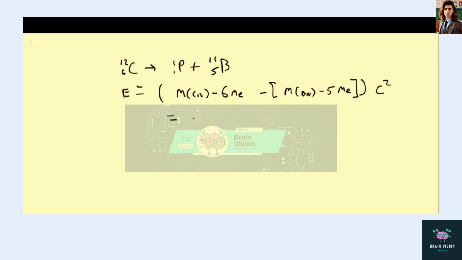If we calculate this value, we find that it is equal to 15.92 mega electron volts.